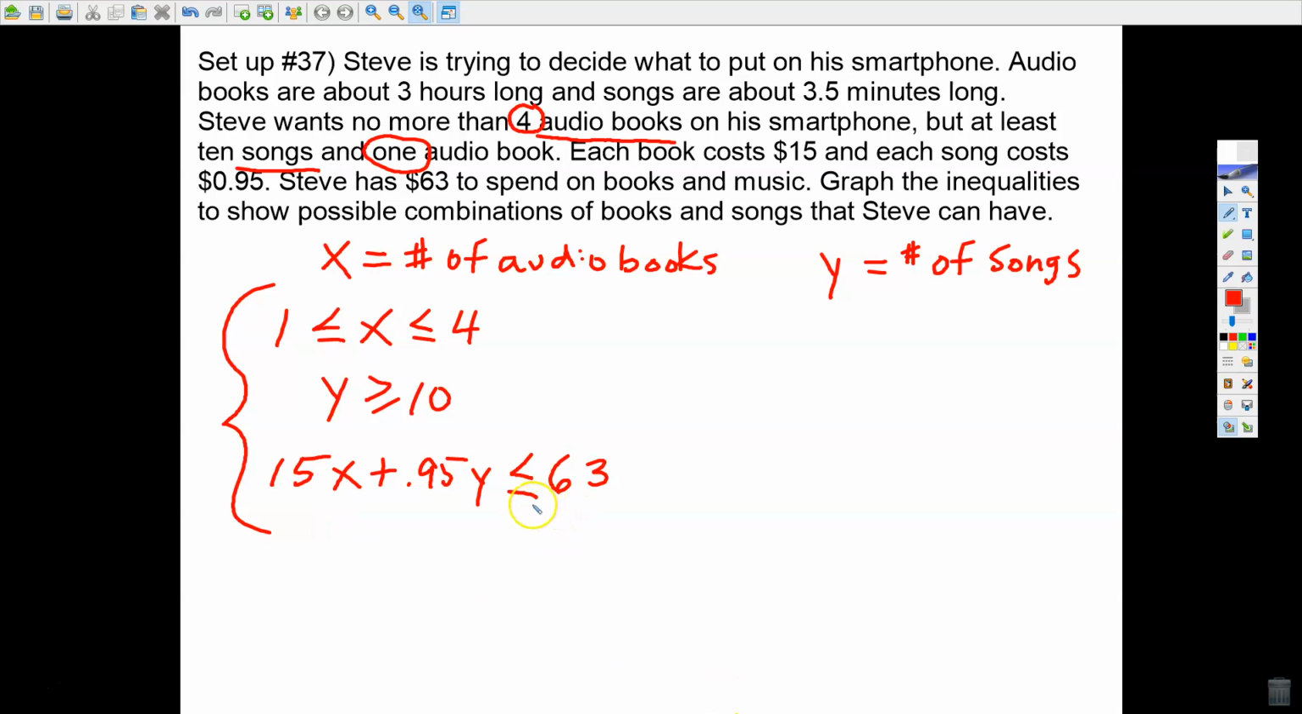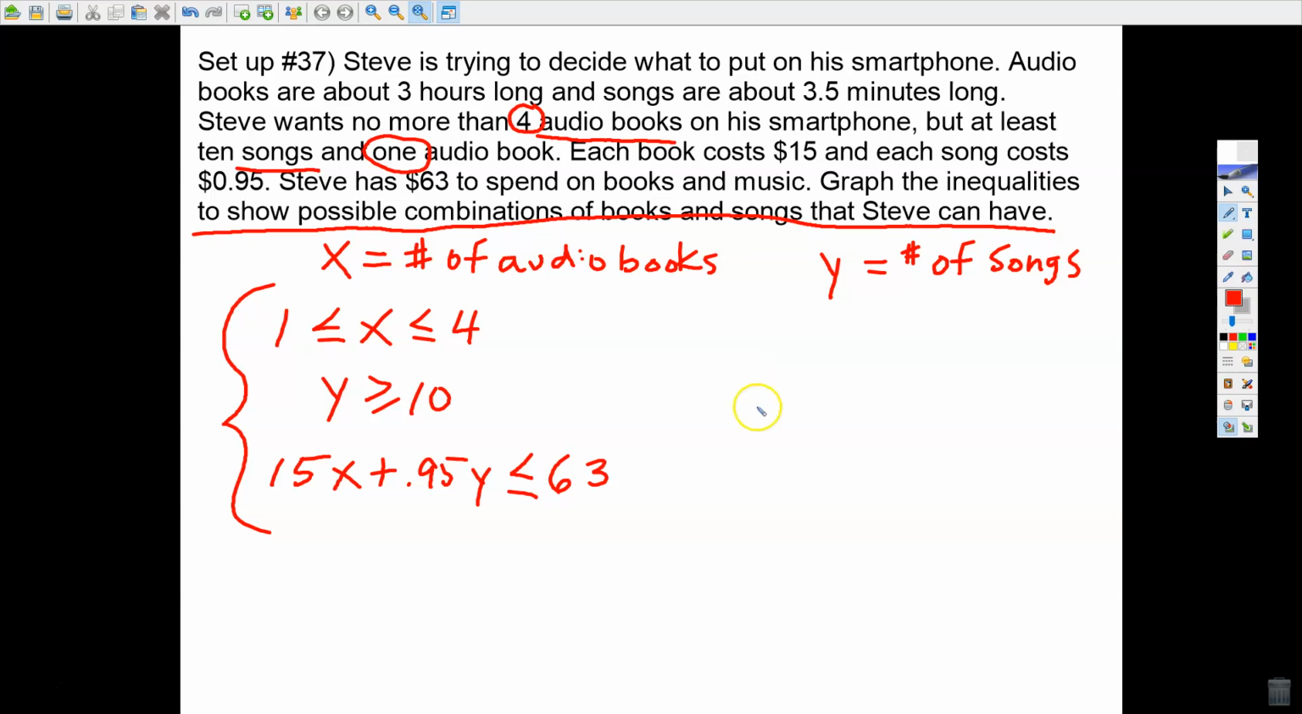You're going to graph those three inequalities and do the proper shading. And then what we'll be able to determine after you do the shading is we'll be able to see, you don't have to list them out, the shading will tell us, but we should be able to visually see all the possible combinations of books and songs that he can have.